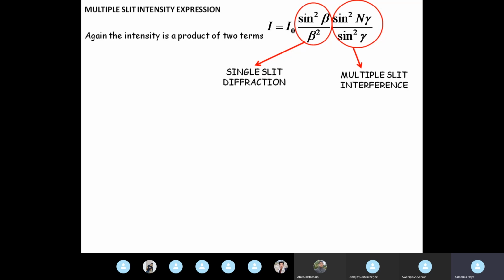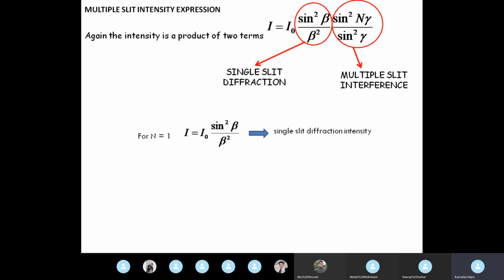Now you will find a lot of familiarity, of course, with what we did in the double slit diffraction case. Before that, let us check what this term gives us when n is equal to 1. When n is equal to 1, we have I equal to I0 sine square beta by beta square, which is nothing but the single slit diffraction intensity.